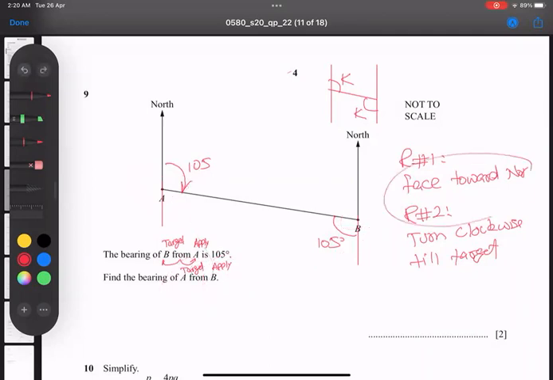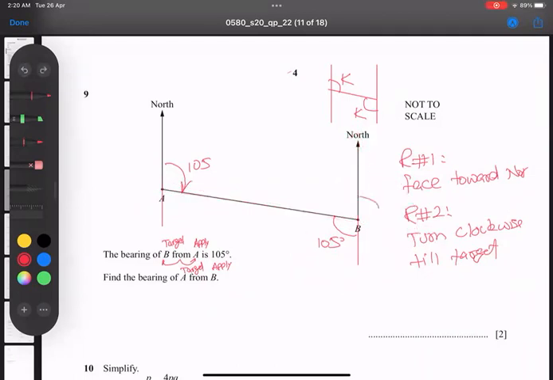So let's start. Face towards north and turn clockwise. So this is facing towards north. Turn clockwise till the target line. This is your target line, because the target line is this one. I hope every person understands why I make this kind of arrows.